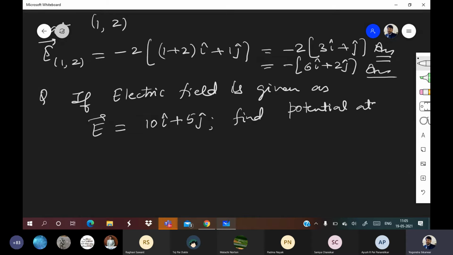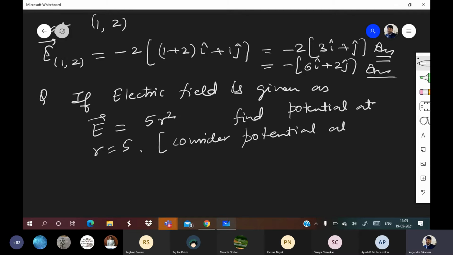Have you written the question? Because I wanted to make it simpler. If E vector is equal to, let me first keep it simple. Next time I'll give you. So if E is equal to 5r square, find potential at r is equal to 5. Consider potential at r is equal to 0 as 0. Okay, please solve.